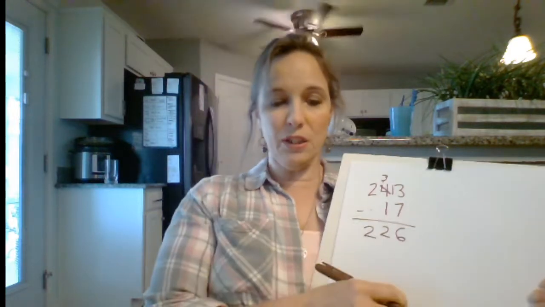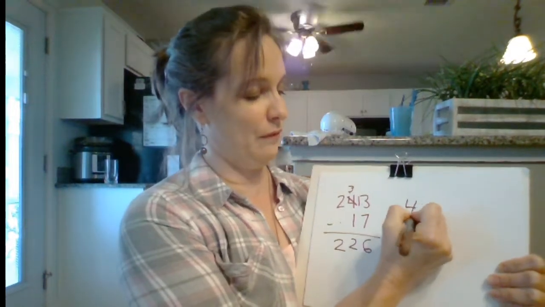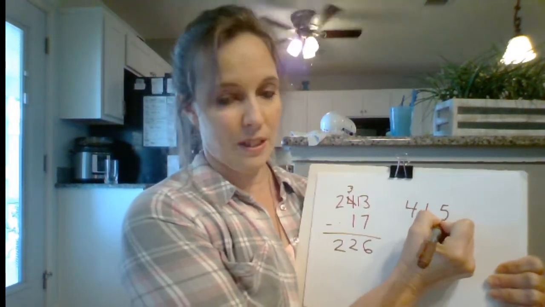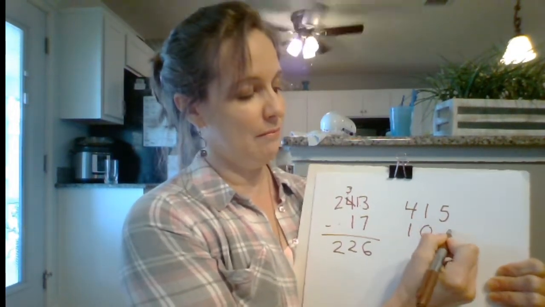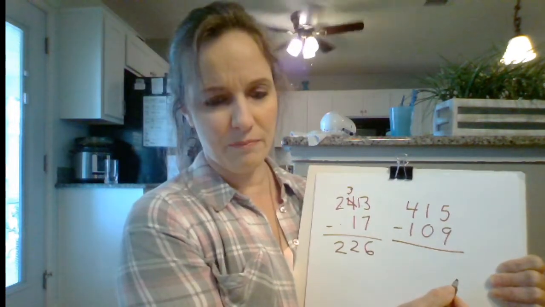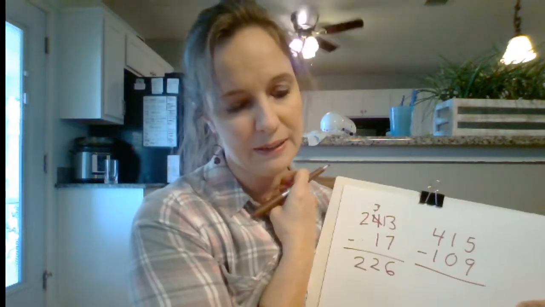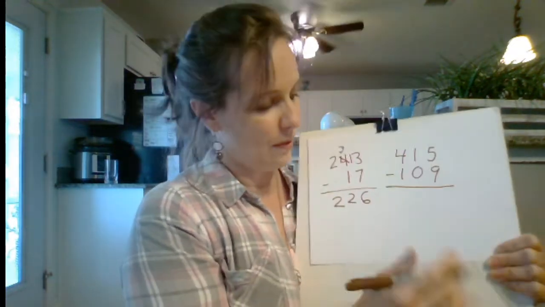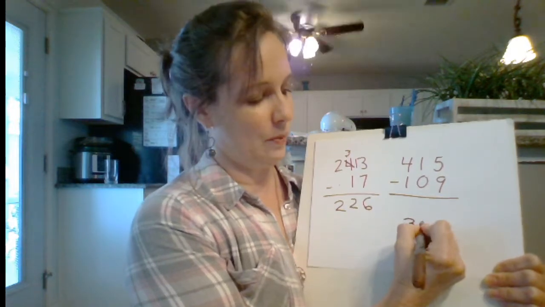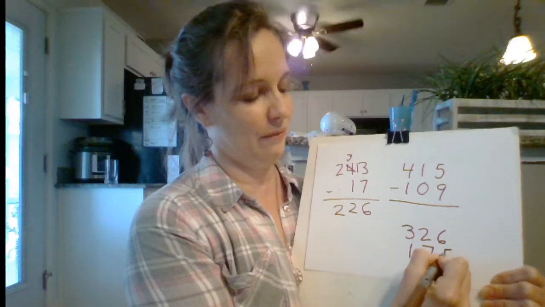All right, we can also do it if we have to borrow for the tens place. So we have 415 and 109. Subtract. Wait a minute. That is still the ones place. I don't want to do that problem. I want to get one that has hundreds. Let's look at this one. 326 minus 175.